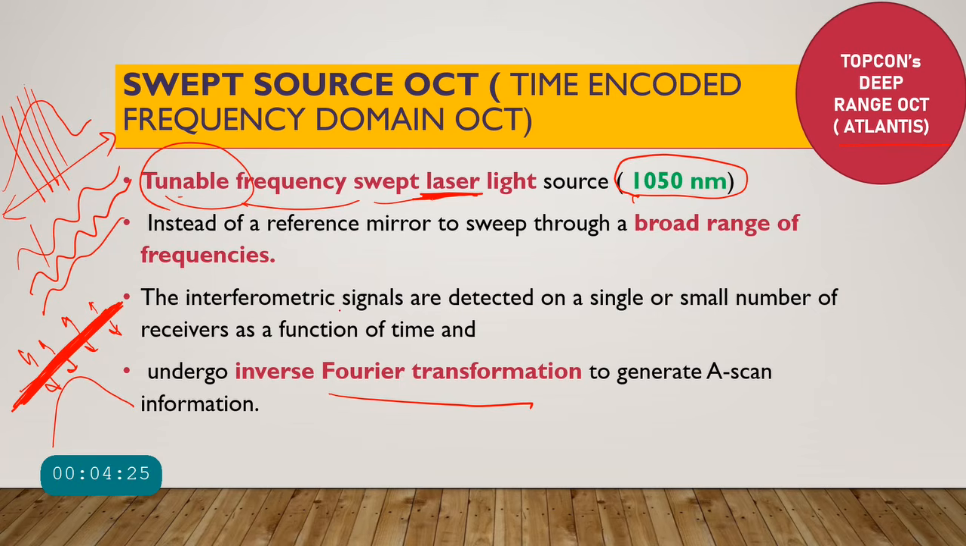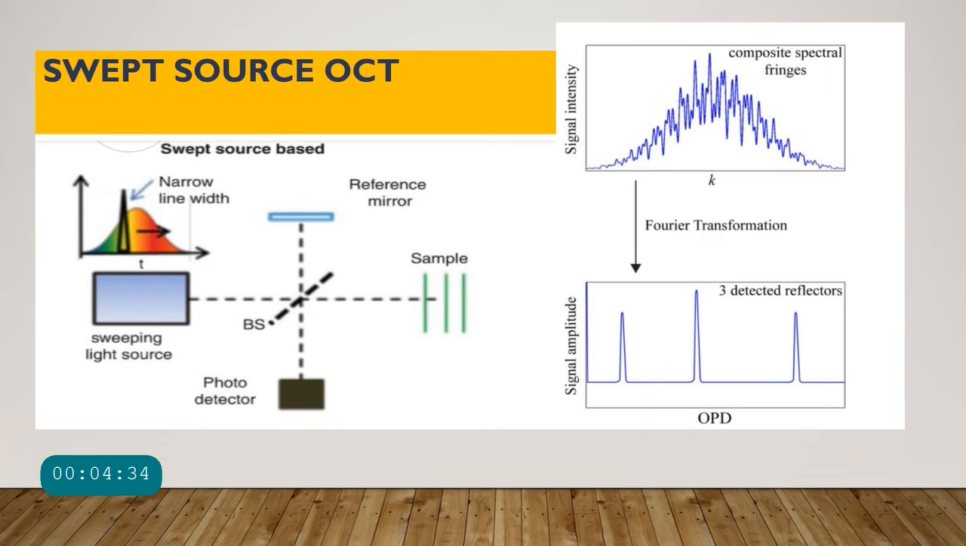So the interferometric signal will be detected on a small number of receivers, okay, as a function of time, and this will undergo Fourier transformation and generate the A scan. So the Fourier transformation is much the same as the spectral domain that we have seen, and therefore spectral domain and swept source OCT both are called the Fourier domain OCT.